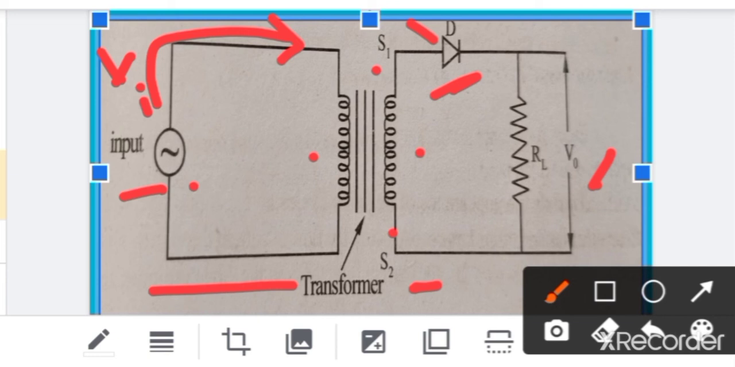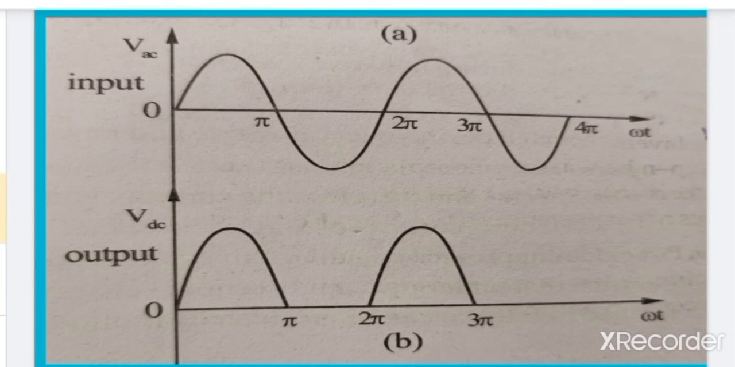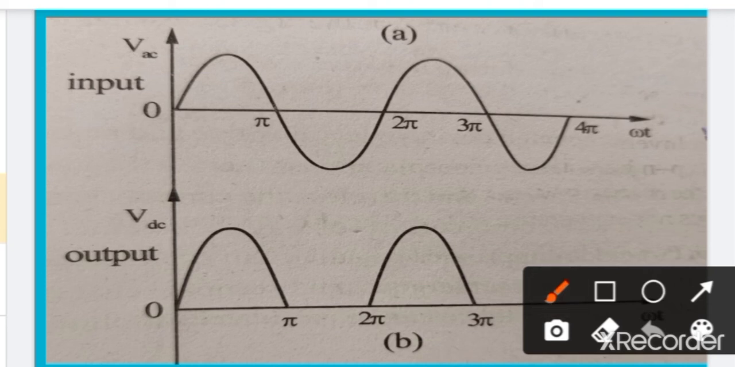So the input current flows through S1 and we get only that particular half cycle. We will check this through another slide. What is happening here: VAC is the input voltage, and the output is taken across RL. You can see the input voltage is continuous with complete cycles: positive half cycle, negative half cycle, and again positive half cycle, with phases of pi, 2 pi, 3 pi, and so on.